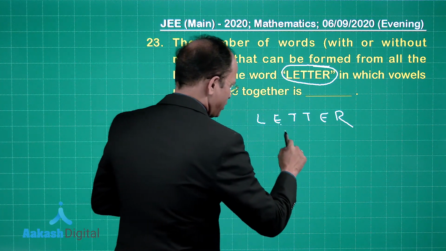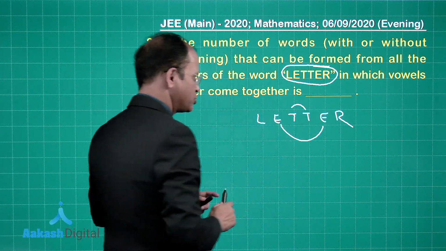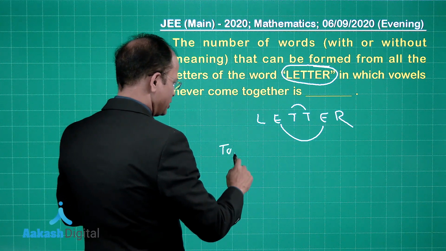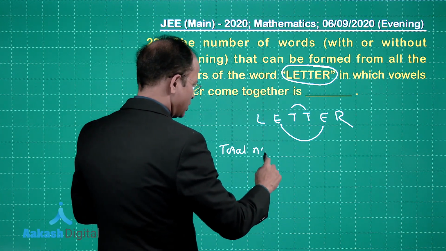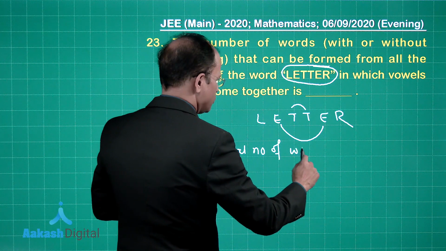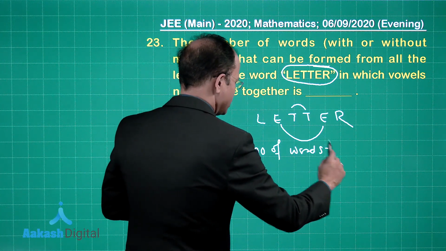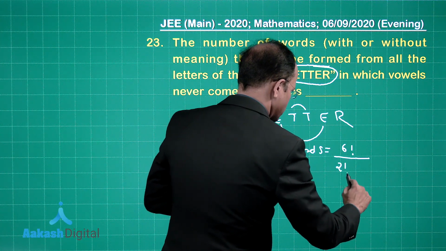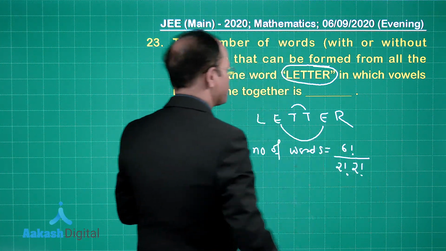So you can see here we have EE and TT. So first of all, let's talk about the total number of ways this can be arranged. So the total number of words which are possible, with or without meaning, is what? We have 6 factorial divided by factorial 2 into factorial 2.